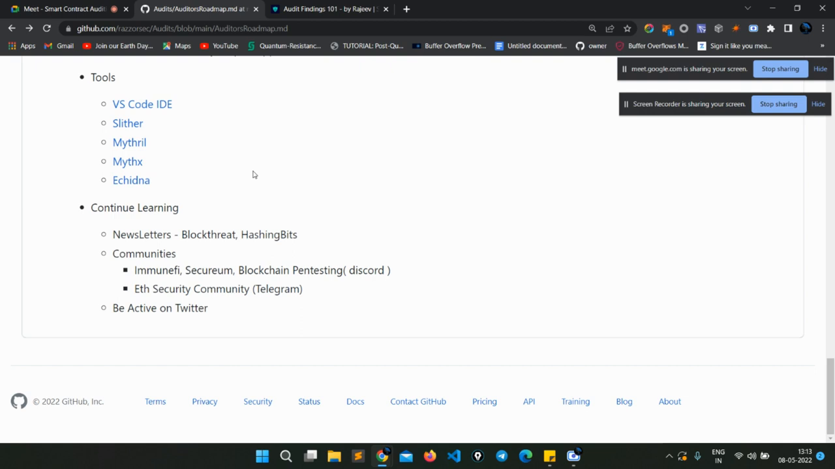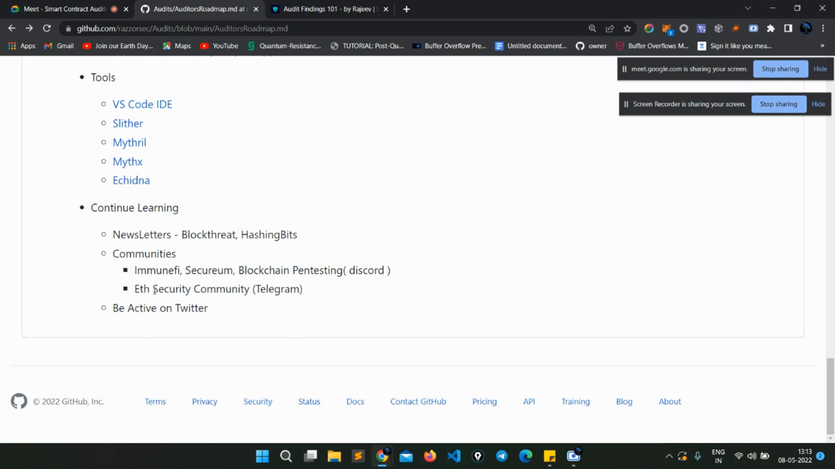Yes, Immunefi, Secureum, and blockchain pentesting. So Secureum organizes RACEs where you can participate, and you get a ranking based on how well you participated and how well you performed in the last RACE, and that will actually open doors for you to get into internships with multiple companies or get involved with multiple companies on projects, right? Or like, yeah, multiple options are there. So that is a good thing that everyone can follow. And yes, that is one.